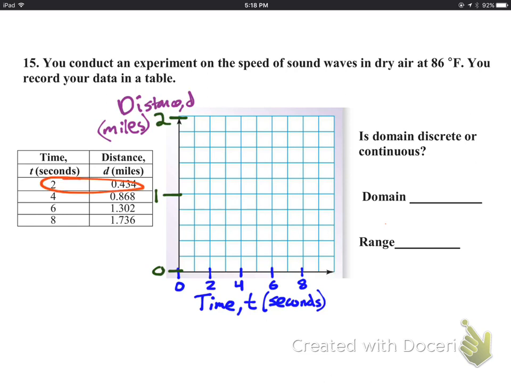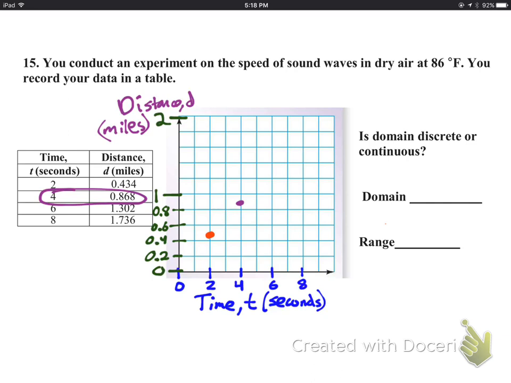And let's plot the first point. So I'm going to plot this point right about there, 2, 0.434. If you're wondering how to get exactly there, you might want to go ahead and write down those decimals, so 0.2, 0.4, 0.6, and 0.8, going all the way up to 1. Notice now, 0.434 is just above the 0.4. For the next point, 4, 0.868, that's going to be right about there.